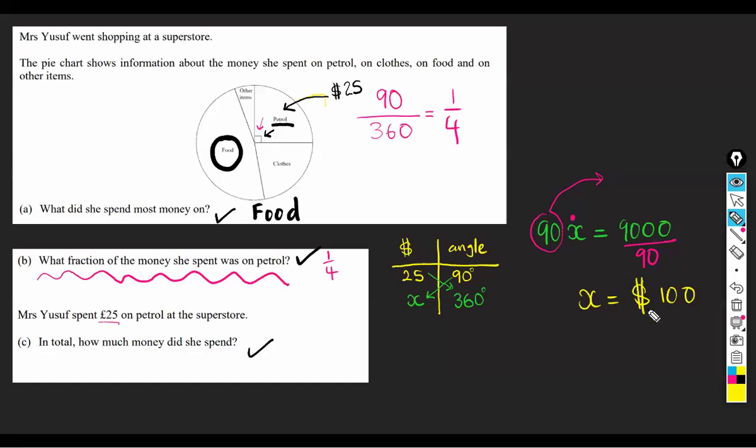And some people just did it the other way. If petrol is a quarter, and the whole thing is 4 quarters, they just took the 25 and multiplied by 4. That would also give you the correct answer. I guess that's the primary school way of doing it.